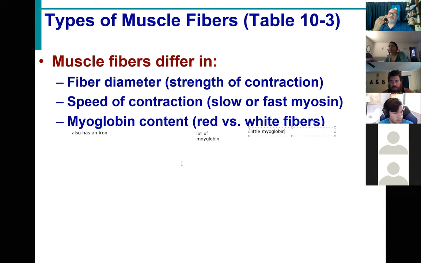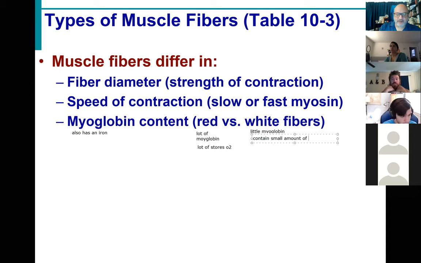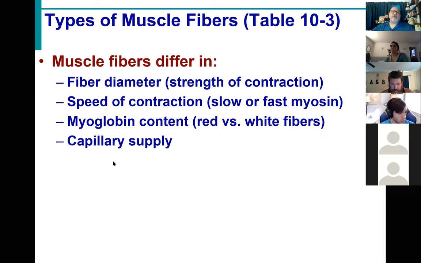And as you guys mentioned, myoglobin stores oxygen. So a muscle cell that has a lot of myoglobin and has more of a reddish color also has lots of stored oxygen inside of it. Whereas a white cell that has very little myoglobin contains a very small amount of oxygen. Why might the amount of oxygen that a muscle cell has stored inside of it be important? To create more energy. Right, it's going to affect how it produces its energy, absolutely.